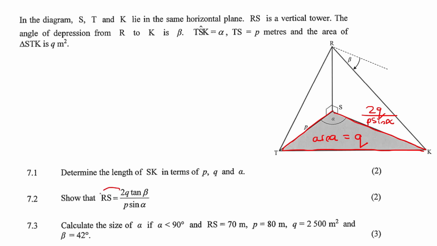This question says, show that RS is that. Well, we know from alternating angles that this angle here is going to be beta. So we could say that angle SKR is going to be beta. Now if that's beta, we have this side, and they want us to find this side.